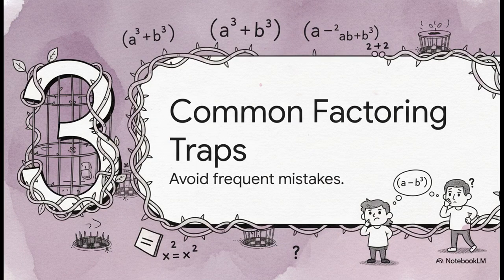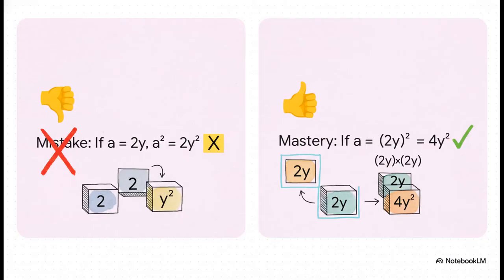Okay, you've got the basics down. Now I want to give you a heads up on the most common mistakes people make with these. Let's talk about some common factoring traps so you can avoid them. Okay, trap number 1, we actually just talked about this. When your a is something like 2y, please remember to square the whole thing. The mistake is just writing 2y squared. No! You have to do 2y times 2y, which is 4y squared. You got to square the number and the letter.